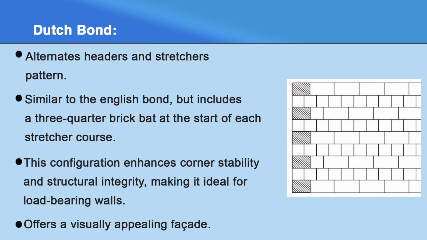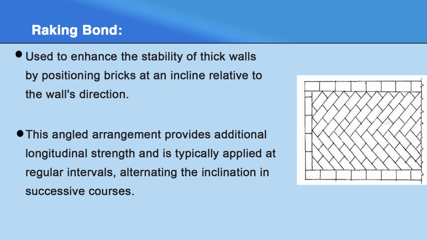Dutch bond. Dutch bond is a masonry pattern that alternates headers and stretchers similar to the English bond, but includes a 3/4 brick bat at the start of each stretcher course. This configuration enhances the corner stability and structural integrity, making it ideal for load bearing walls. Now, the design not only reinforces the wall's strength, but also offers a visually appealing facade, making Dutch bond a preferred choice in construction. Next is the raking bond.